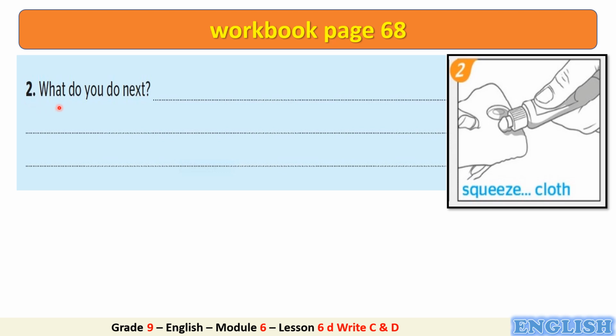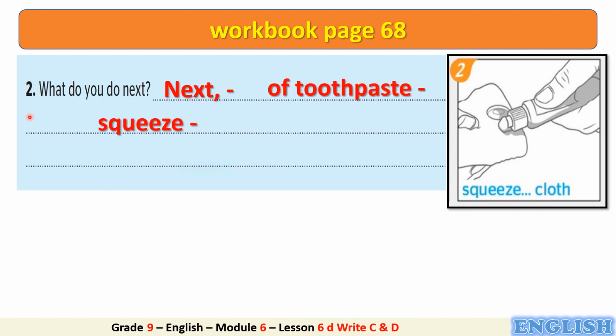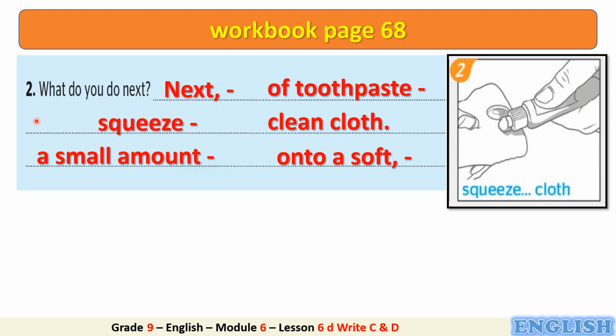Number 2. What do you do next? In the image here we can see the toothpaste and a cloth, and we are going to use the verb squeeze. Let's read the helping phrases. Next, of toothpaste, squeeze, clean cloth, a small amount onto a soft. Try to rearrange these phrases in order to make meaningful sentences. Pause the video and write your sentence.